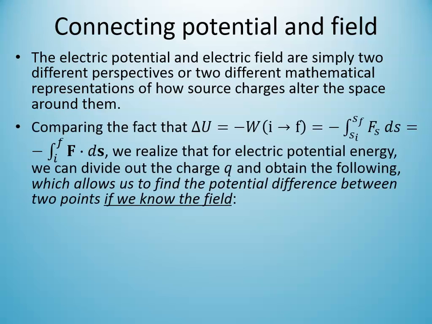So, connecting the electric potential with the electric field. There are two different perspectives of how source charges alter the space around them. One is the electric potential, and the other is the electric field. And comparing the fact that the change in potential energy for anything that is affected by some sort of field is equal to the negative of the work done from initial point to final point, and that work is expressed by this integral, we can just divide both sides by charge and use the fact that potential energy per unit charge is electric potential. And force per unit charge also has a name. That's called the electric field.